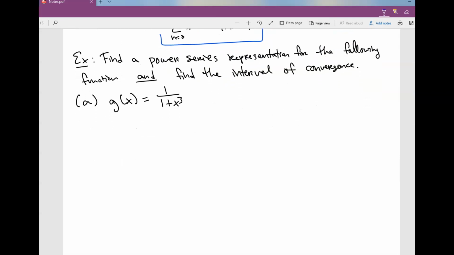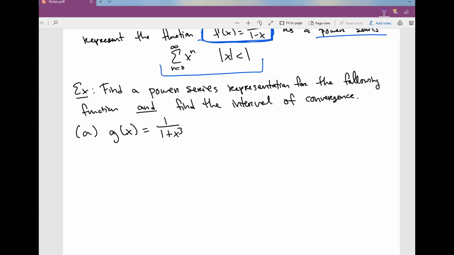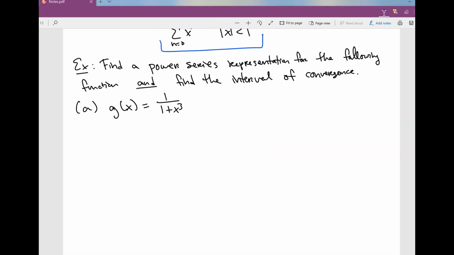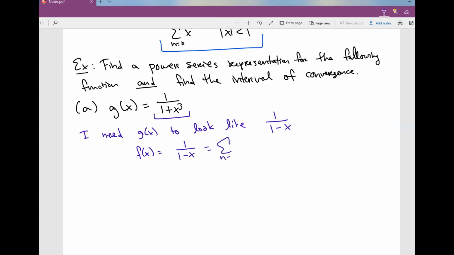All right, so notice that this does not look at all like this. So what I need to do is fix this. I need g of x to look like 1 over 1 minus x. That's what I need it to look like. Right now, if I say f of x is equal to 1 over 1 minus x, I can represent this function as a series, the summation from n equals 0 to infinity of x to the n.